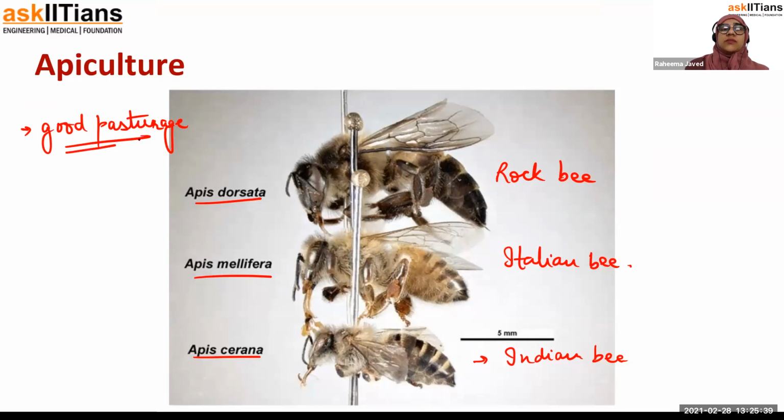Now this is the place where the bees will go for the nectar and pollen grains. They also help in pollination. They are not only helpful in production of honey but also in pollination. So if there is good pasturage around the area, then the honeybees will also work properly, and honey production can be done successfully. So these are some of the important points.